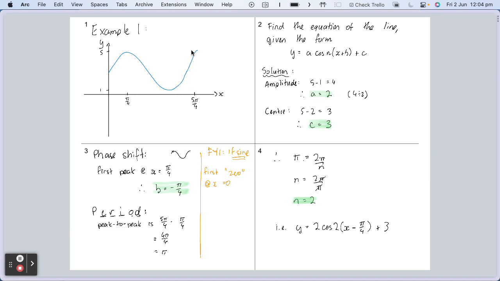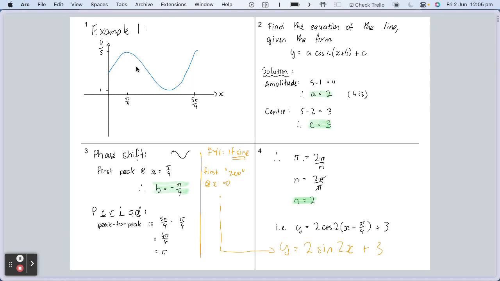So you'd say the first 0 is at x equals 0, and so there's no phase shift. Everything else, this bit here, this bit here, this bit here, is exactly the same. It's just that you would then conclude that y equals 2 sine 2x, because there's no phase shift now, plus 3. And that's it. So the phase shift is the only step that's different between sine and cosine. With sine, you're looking from a 0 to a 0 for the phase shift. The first 0, for the phase shift, and everything else is exactly the same.